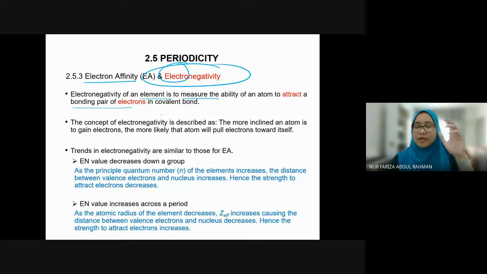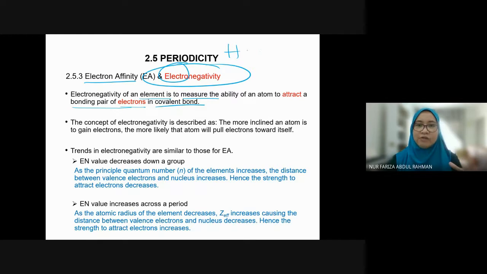Okay, remember electron affinity just now is the energy change, but electronegativity is the ability of the atom itself to attract a bonding pair of electrons in a covalent bond. So this electronegativity applies in covalent bonds. It is more specific. This electronegativity will be applied in topic 3 later. For example, HCl, in a covalent bond, during bonding.